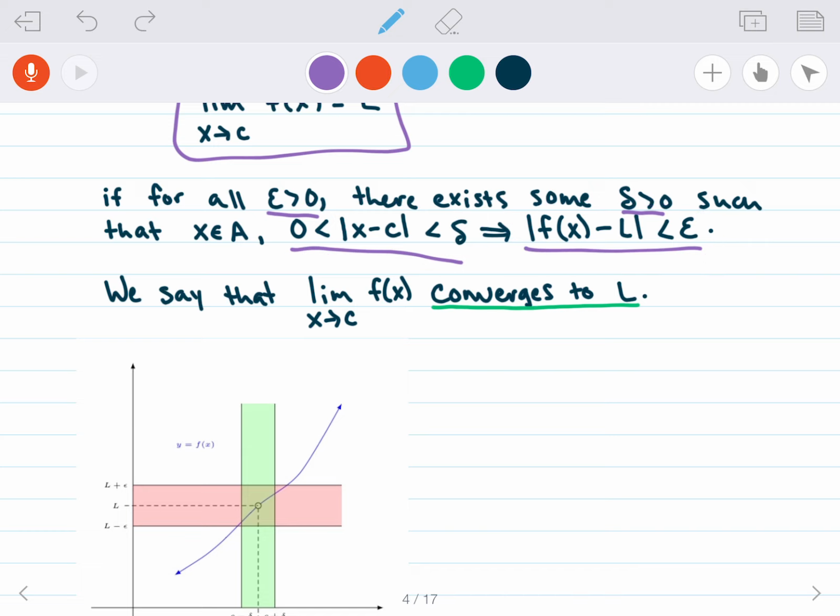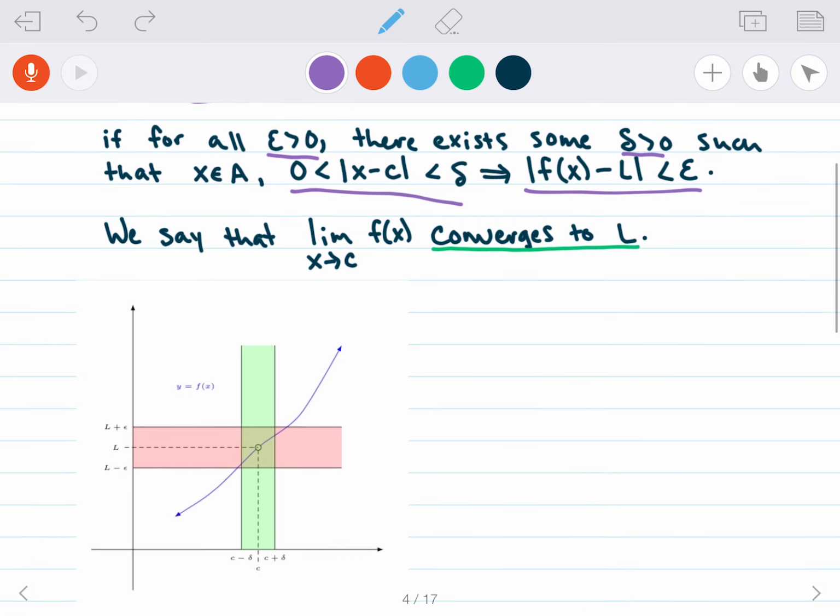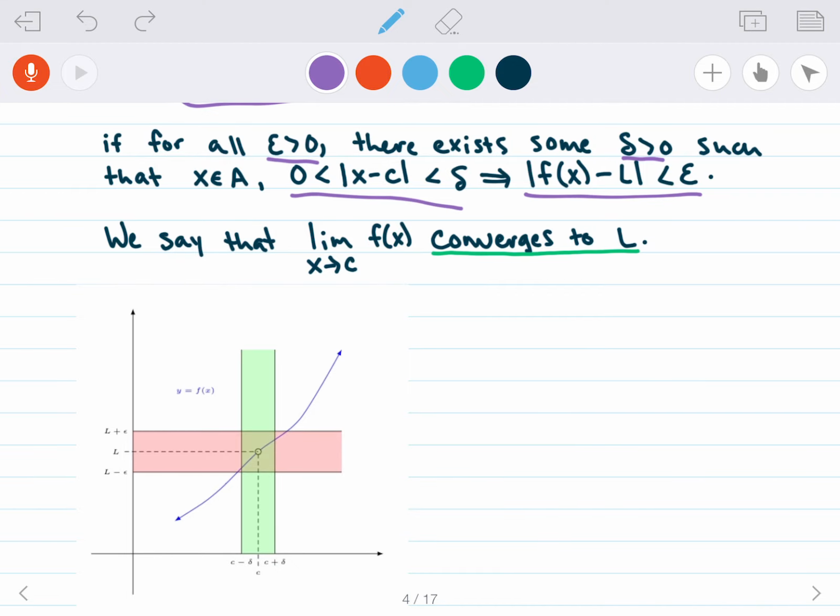Okay, so we say that the limit as x approaches c of f of x converges to L. Okay, so we can see what's going on formally here in the picture. I give you an epsilon. Okay, I give you a neighborhood. That's what you're given. You cannot control this.